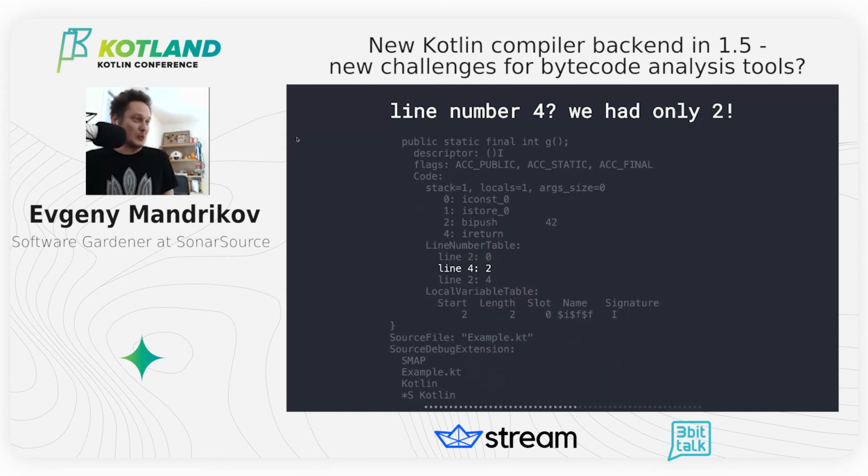We had only 2. How come? Well, it's also an artifact of the Kotlin compiler. And with this artifact, some tools do not like code coverage reporting. It would misleadingly tell you that there is a line number 4, but there is no line number 4.